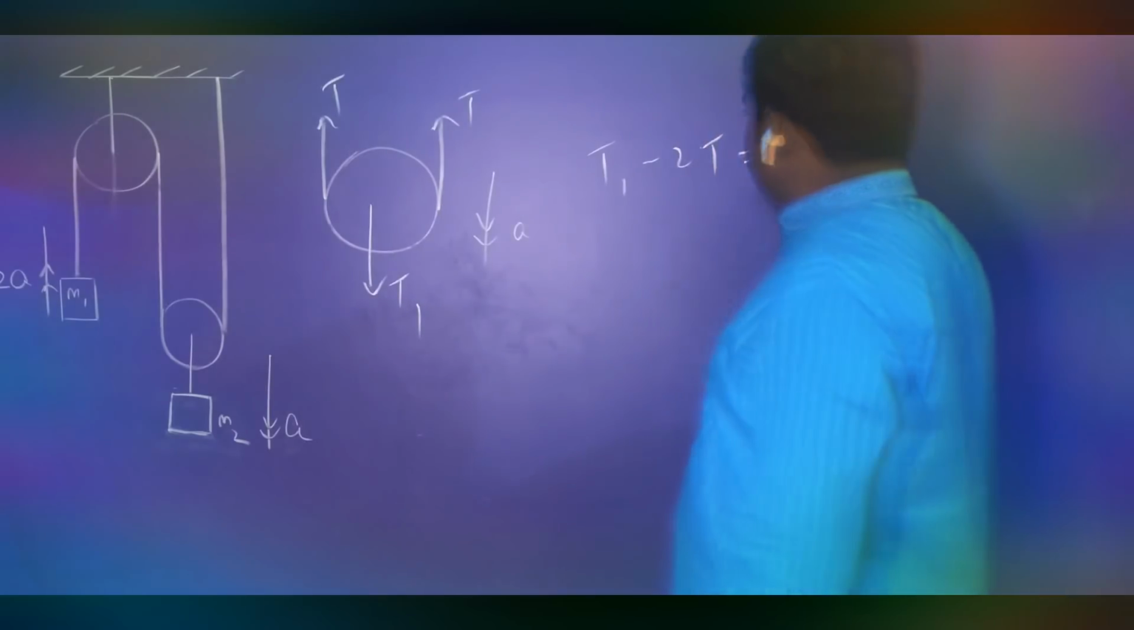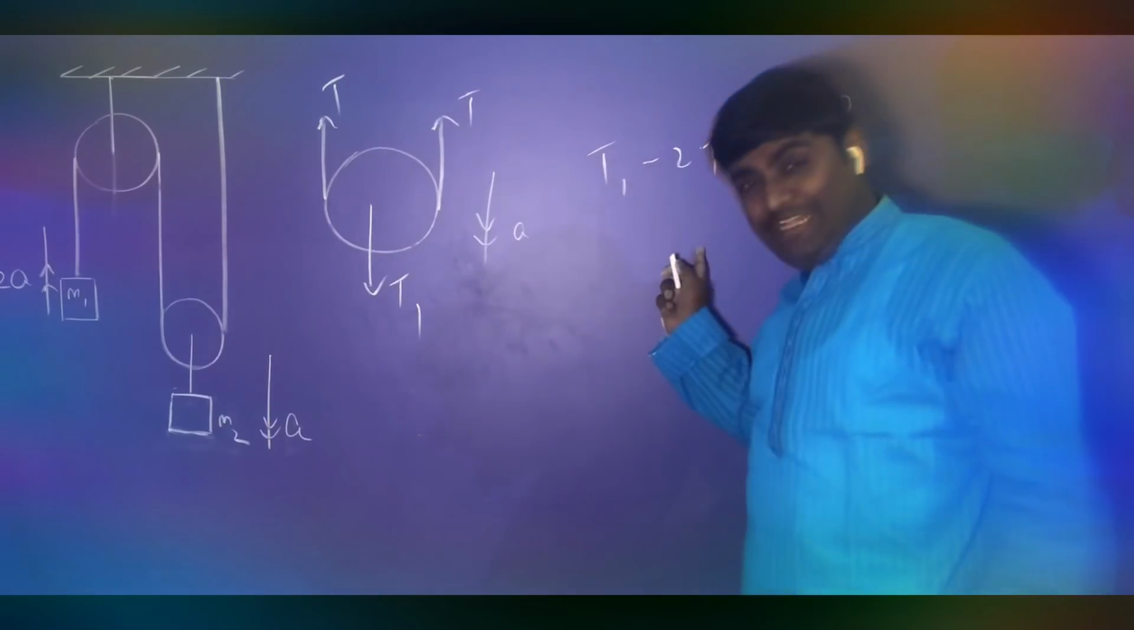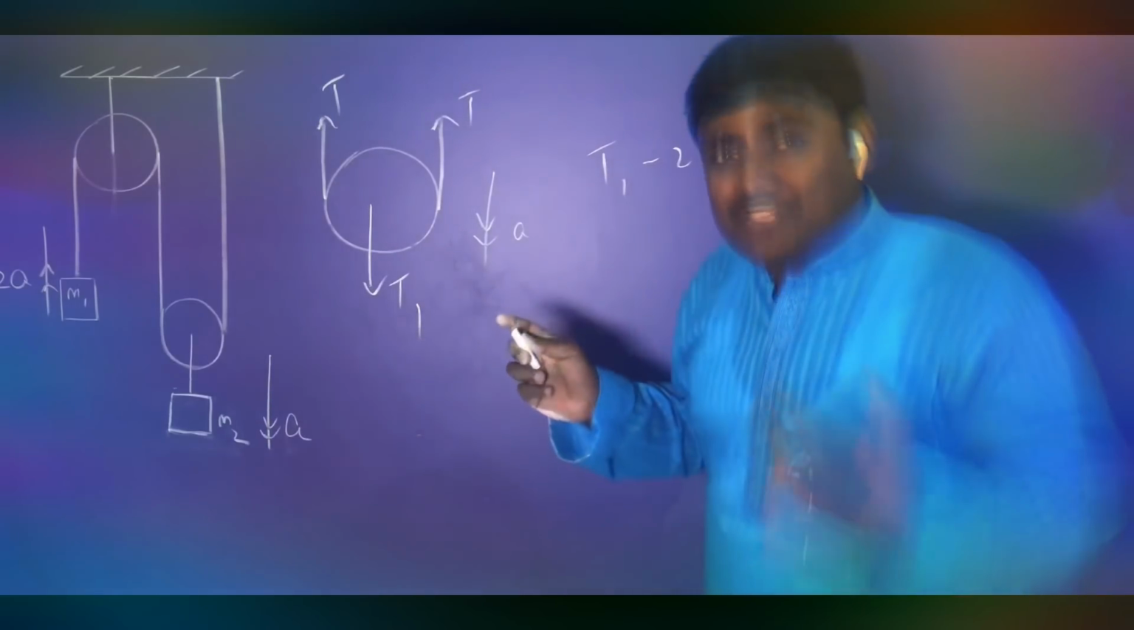If I draw the free body diagram of this pulley, how many forces are acting on this pulley? Just have a look. Here tension T upward, here tension T upward, and here let's assume that tension is T1. Pulley is massless. So net force is equal to mass times acceleration, so MA will be 0. Let's say this M2 is going down with A. This pulley is going down with A. So what is my equation? T1 minus 2T is equal to MA. Since pulley is massless, MA becomes 0. So what do I have? T1 is equal to 2T. That becomes my additional equation.